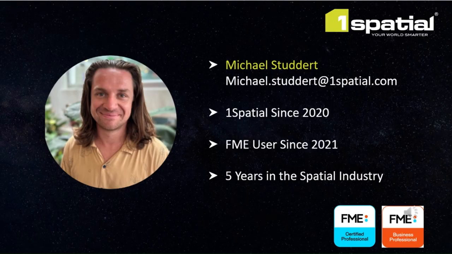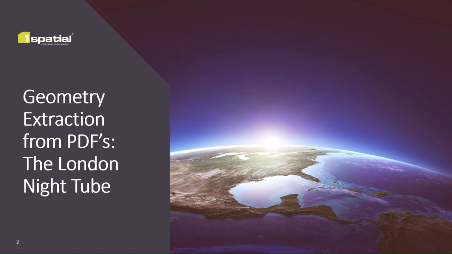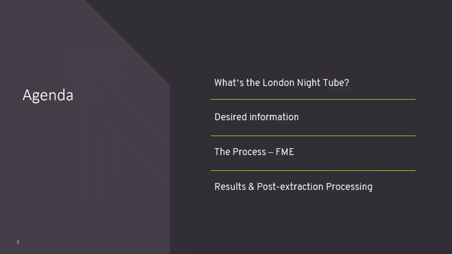Today I'll be taking you through another one of the skills done in spatial data science, which is geometric extraction from PDFs. The example I'll be taking you through today is the London Night Tube network over in the UK.